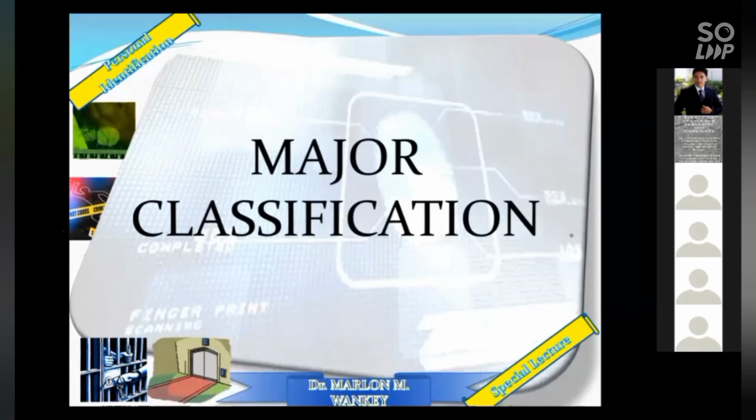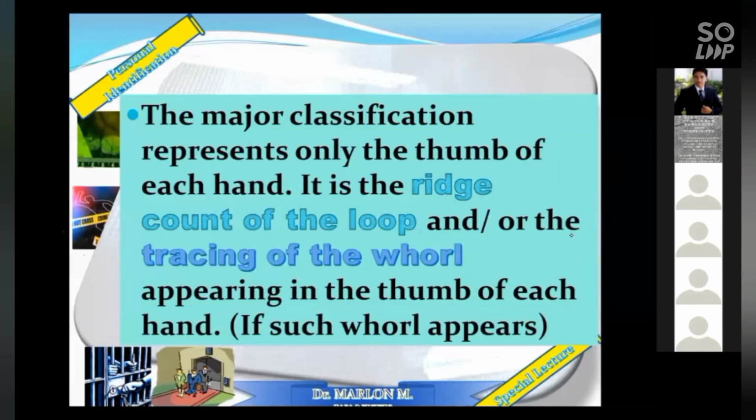Okay? So let us move on to the major classification. The major classification represents only the thumb of each hand. It is the ridge count of the loop or the tracing of the whorl. The same application will be done as in the final classification.